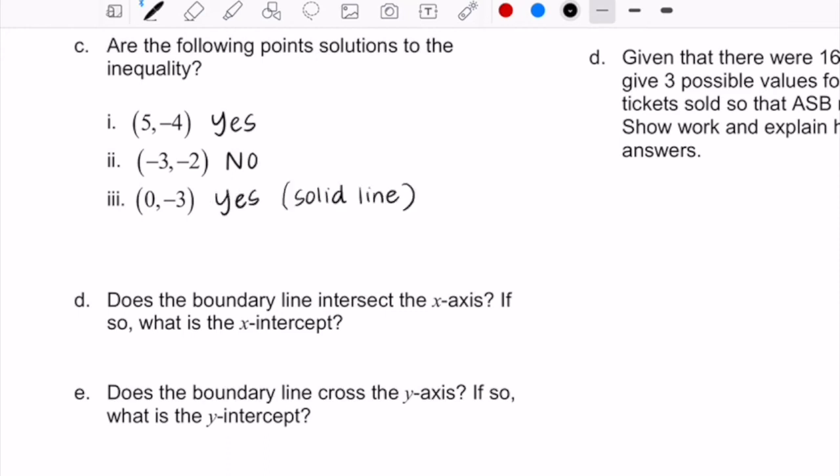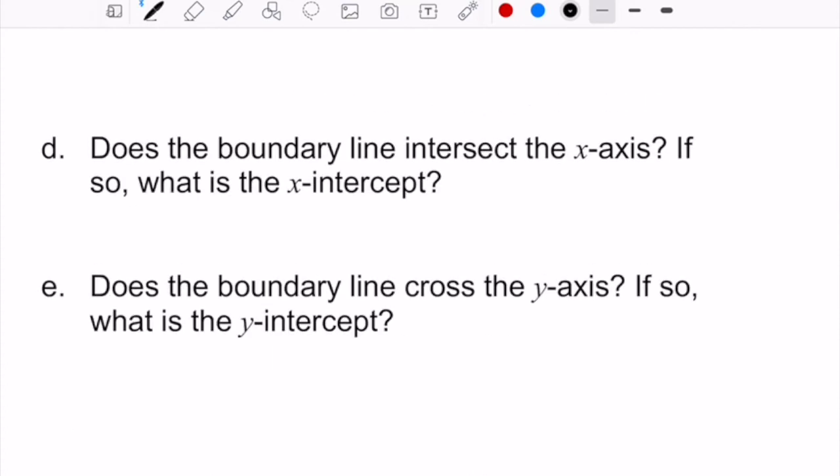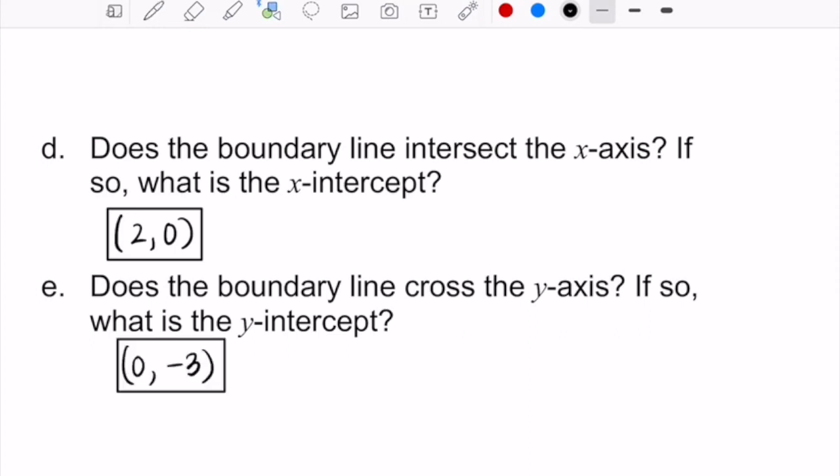However, it's important to point out that if it were a dashed line, the answer to part 3 would be no. Looking at the last two questions here, yes, the boundary line does intersect the x-axis. It crosses the x-axis at the point (2, 0), so that would be your x-intercept. And then finally, the boundary line also does cross the y-axis. It crosses at the point (0, -3), so that point is your y-intercept.